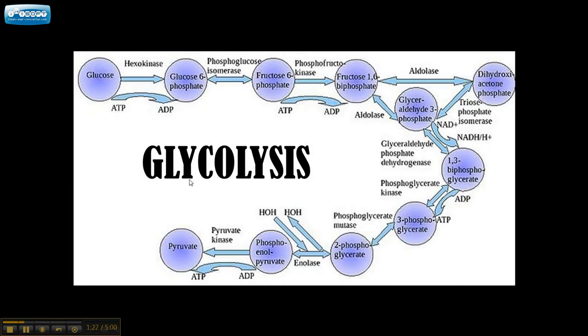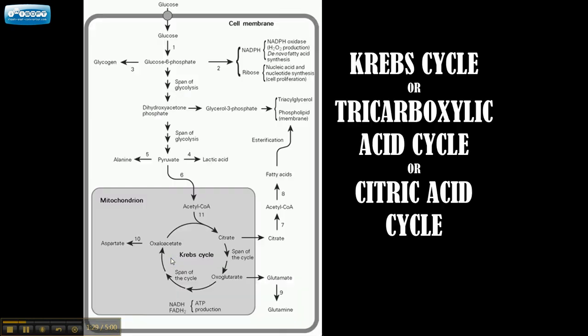Just like we saw in the previous slide, remember that glycolysis is the process of glucose getting broken down into pyruvate to allow it then to enter the Krebs cycle. Here's another representation: glucose coming in from the extracellular matrix into the cell, going through glycolysis to be broken down into pyruvate, then again broken down into acetyl-CoA to enter the Krebs cycle to produce ATP. Remember that the Krebs cycle is also known as the TCA cycle, or tricarboxylic acid cycle, or the citric acid cycle.